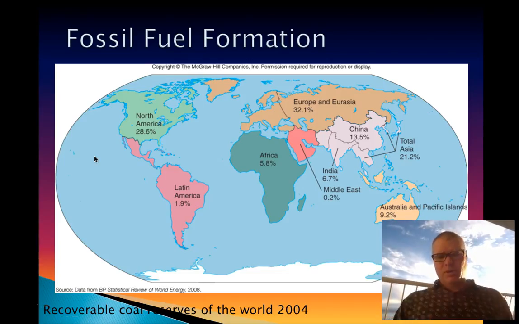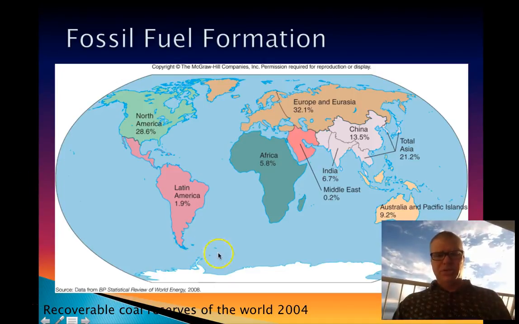So if we look at where coal reserves are around the world, you can see that North America has quite a bit, Europe and Eurasia has quite a bit, Asia has some, China has quite a decent amount, the Middle East has almost zero, this is coal, Africa has very little, and Latin America has almost none.